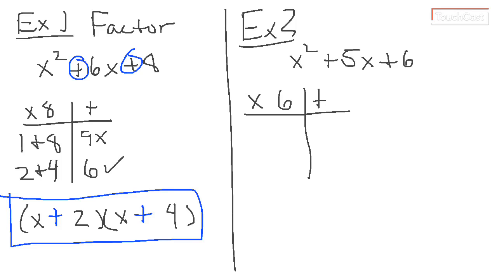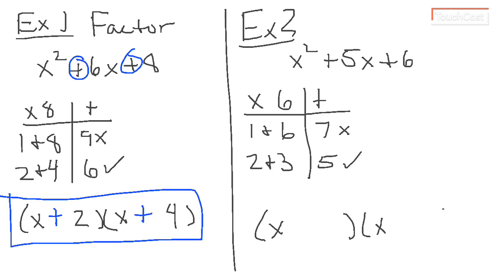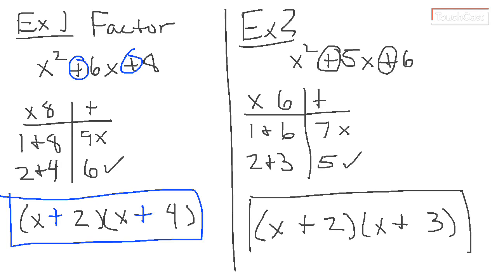Well, I know numbers that multiply to make 6 are 1 and 6, and 2 and 3, and I know 1 and 6, if I add them, make 7, so that's not going to work. But 2 and 3, they add to make 5, which is what we want. So we're going to set up two factors, x's in each. We're going to put our 2 and our 3. Since this last sign is a plus and the middle sign is a plus, we're going to put a plus in both factors. X plus 2, x plus 3.